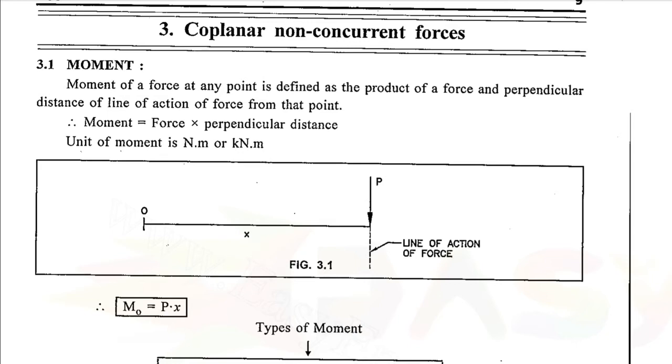So what is the meaning of moment? Okay. So moment is defined as the product of force into perpendicular distance. So moment equals force into perpendicular distance. The unit of moment equals force unit, newtons, and distance unit, meters. So newton meter or kilonewton meter. So now what is the moment? Force P into perpendicular distance x. So Px is the moment.